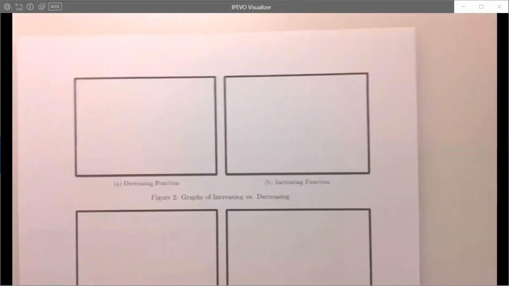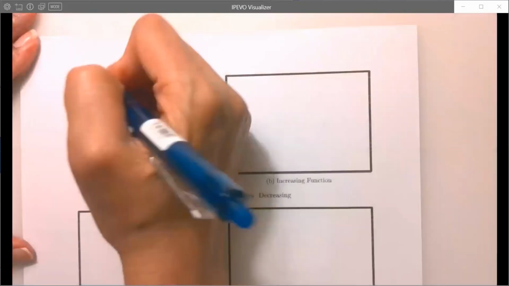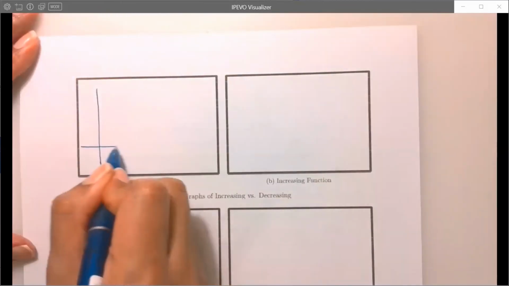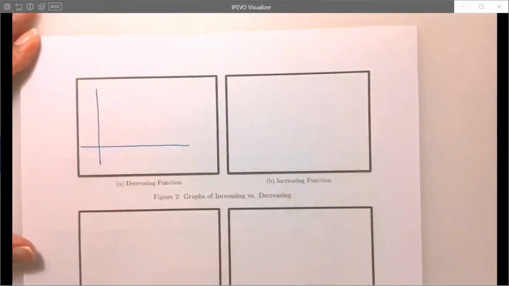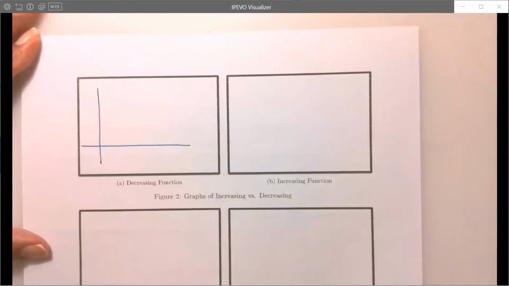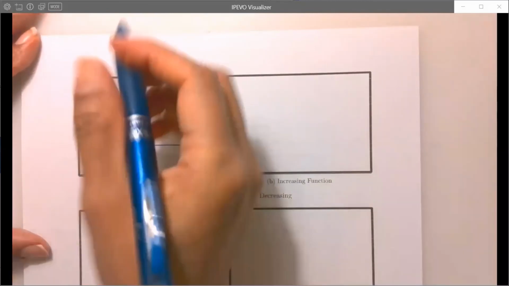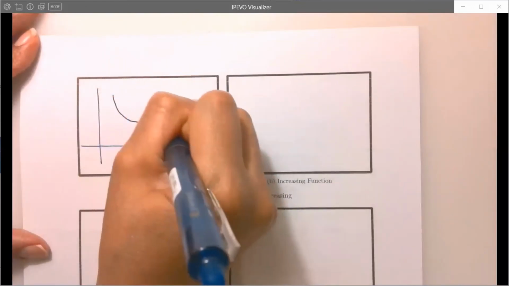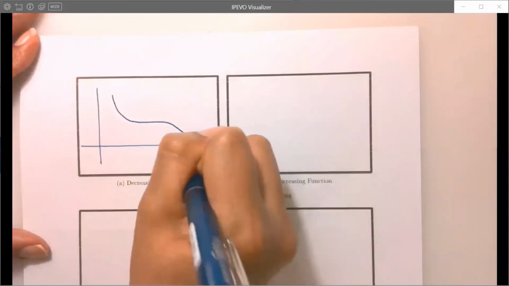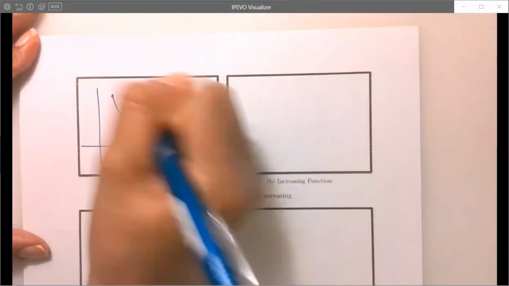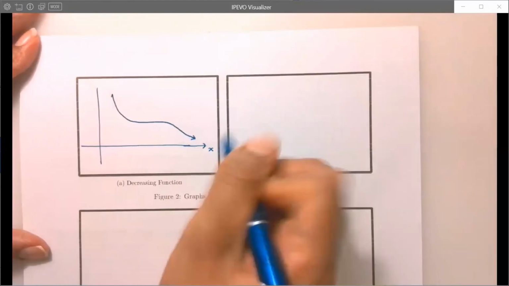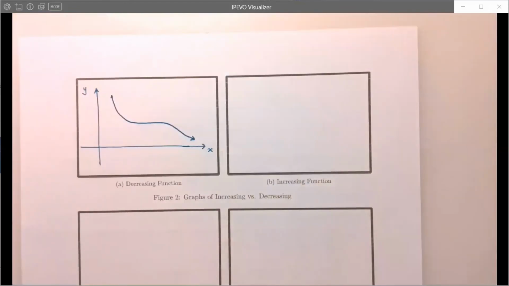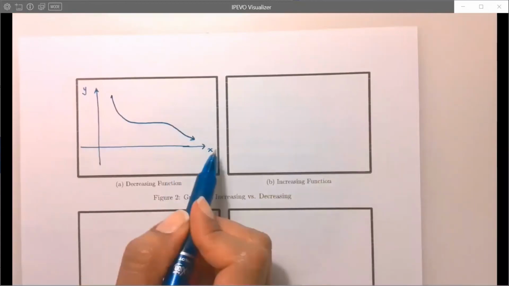So what does that look like? Well, let's go ahead and just draw a diagram of a decreasing function. A decreasing function might look something like this. That continues somewhere as x goes out to infinity.